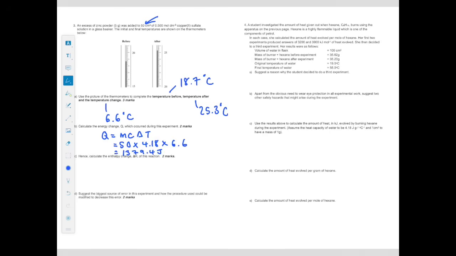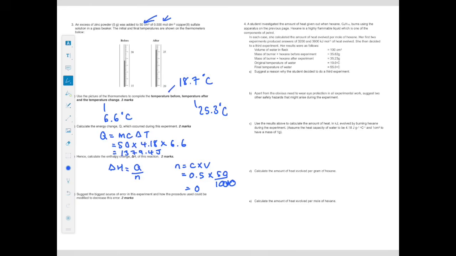1379.4 joules. And then hence calculate the enthalpy change delta H of this reaction. So use this equation, which is delta H equals Q over n. So we need to work out the number of moles. So number of moles is concentration times volume. Look up here again. Our concentration is 0.5. Our volume is 50, which we need to divide by 1,000 to make sure that it's in dm cubed rather than centimeters cubed, which is therefore 0.025.